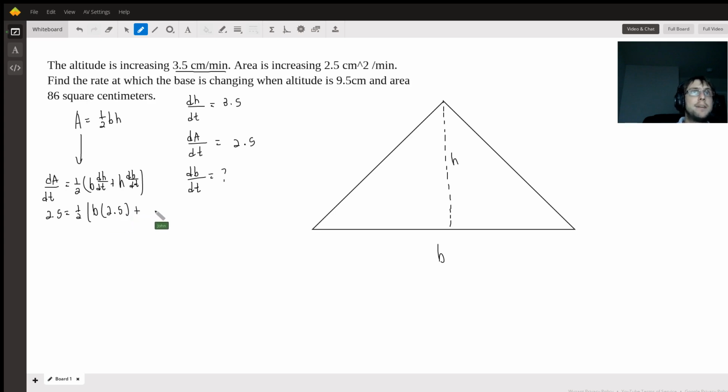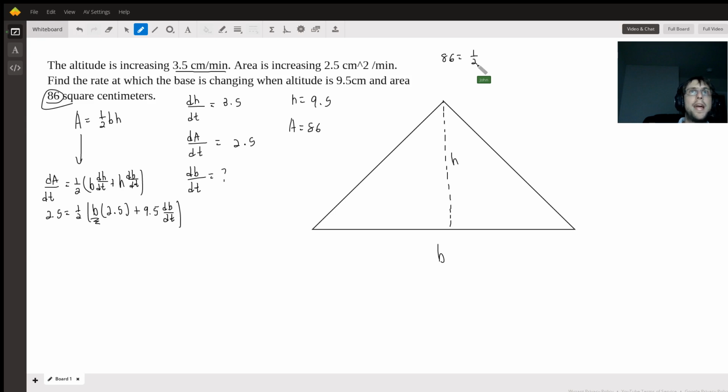Plus the height. They did tell me the altitude, which I didn't write, but the altitude is 9.5. And I also didn't write that A is equal to 86. So the height is 9.5 times the actual variable I want, dB/dt. So I need to find this B, and I'm going to use this 86, which we haven't touched yet. We know the area of this triangle is 86.